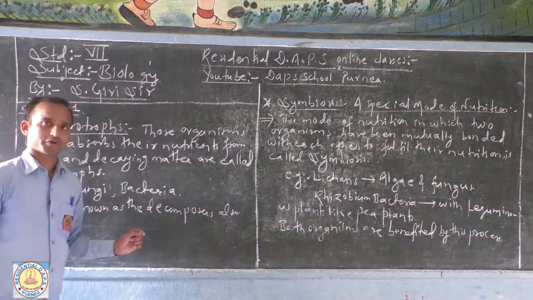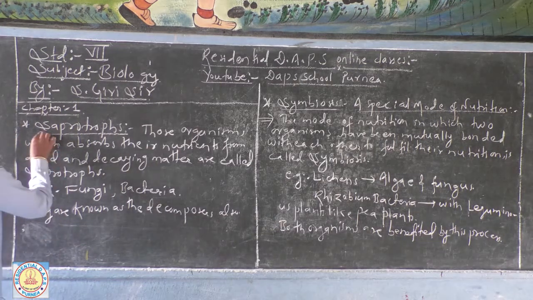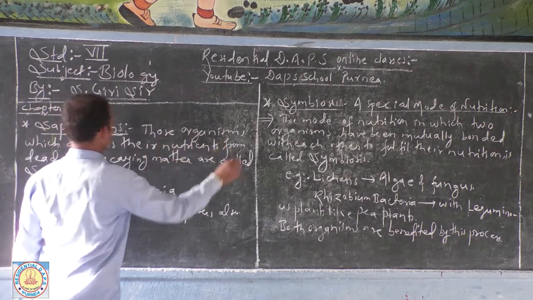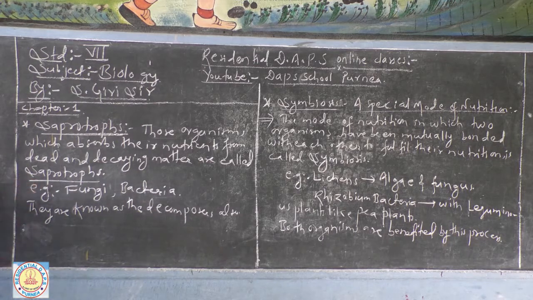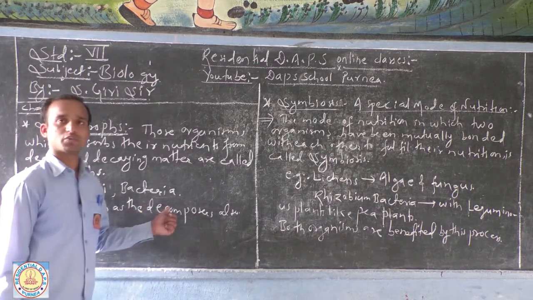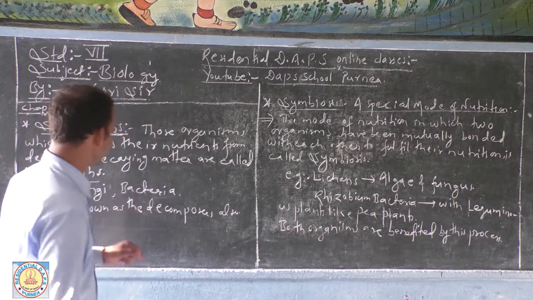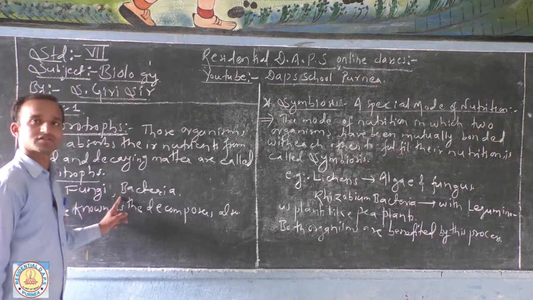So now, dear student of class 7, it is time to discuss the saprotrophs. Saprotrophs are those organisms which depend upon dead and decaying organic matter. Means those organisms which absorb their nutrients from dead and decaying matter are called saprotrophs. It means when plants or animals die out, then these organisms depend upon these dead plants and animals.